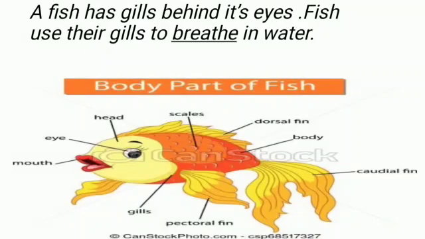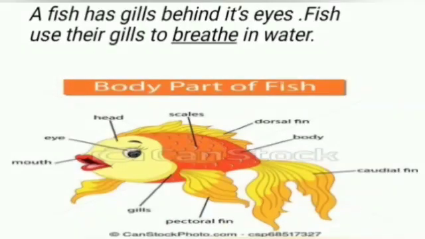Now you have to do one small activity at your home. You have to draw one picture of a fish and you have to give the names of its body parts to the fish. Don't forget, complete it in your EVS notebook.